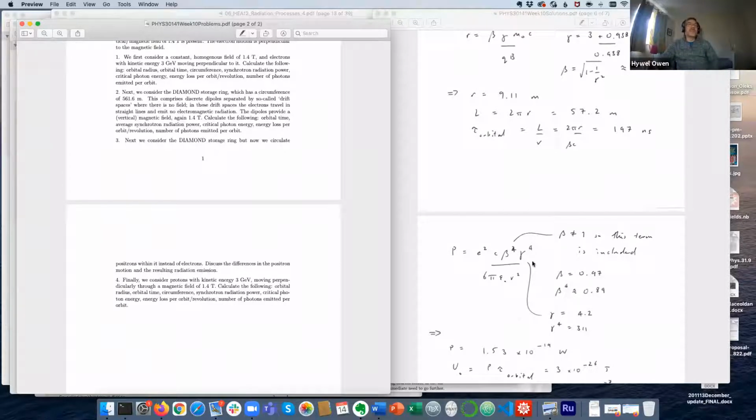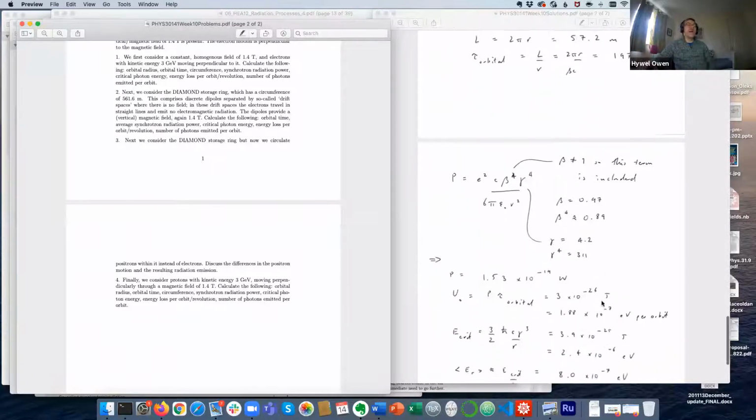So you can see if I separate out the beta to the fourth and gamma to the fourth factors, the gamma to the fourth value is about 311. And that should be compared with the 10 to the 11 or so factor that we had for electrons. It's massively, massively different. The beta factor is rather less important. I mean, it's around about a 10% effect. If I forget to include beta, I maybe make a 10% error. That's not such a big deal. So the emitted power here is about 1.5 times 10 to the minus 19 watts.